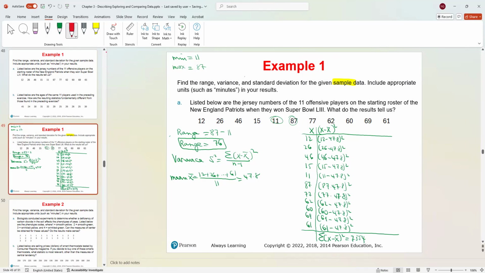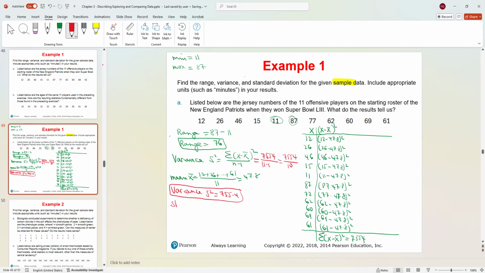Now, what's the variance? Remember, the variance for us is this answer. So the variance would be this sum, 7,554 over n, 11 minus 1. That makes it 7,554 over 10. So that's our beautiful variance, S squared, which is 755.4. This is the variance.